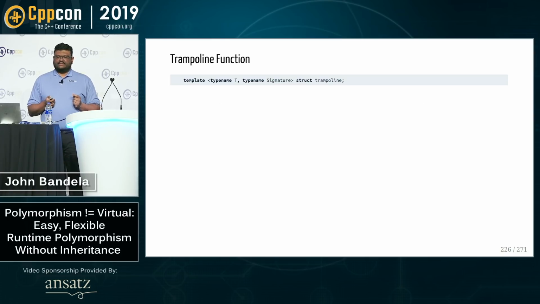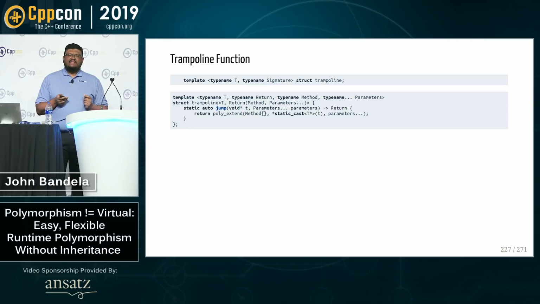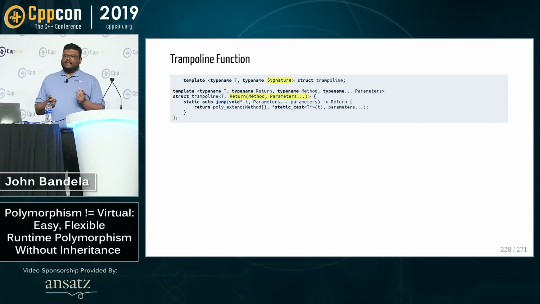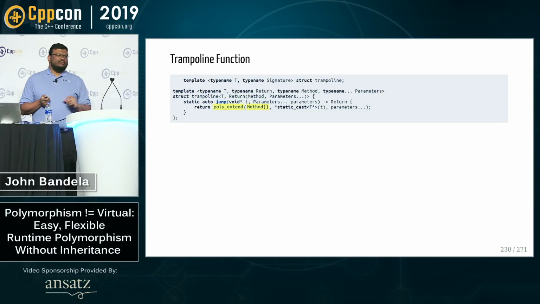So how's our trampoline function? We take a type name T and a signature. Then we use partial template specialization to pull out the parts of the signature. So we've broken down the signature into a return type, the method, and the rest of the parameters. Then we have this function jump that takes a void star, T, and the parameters, and returns the same return type. And here, we just call polyextend with the method. So now we're basically bouncing from the world of vtables to the world of overloads.